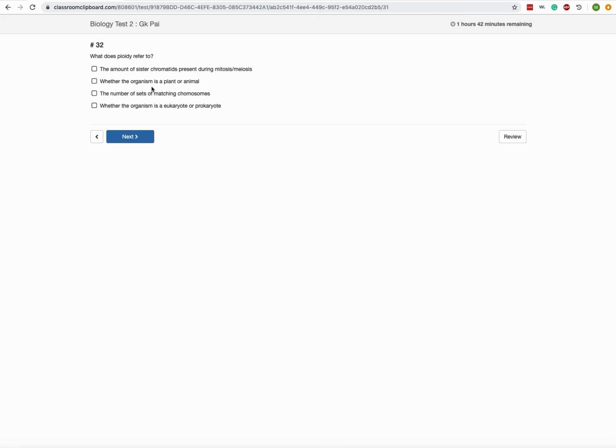What does ploidy refer to? It refers to the number of sets of matching chromosomes. So 1N haploid cells don't have any matching sets of chromosomes, whereas diploid cells do.